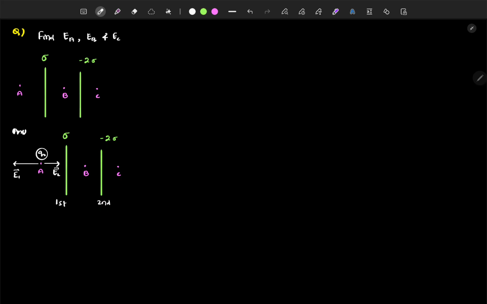Okay, so the E1 vector will be sigma by 2 epsilon naught, and the direction is minus i cap, along the negative x-axis. And the E2 vector will be for surface density minus 2 sigma.